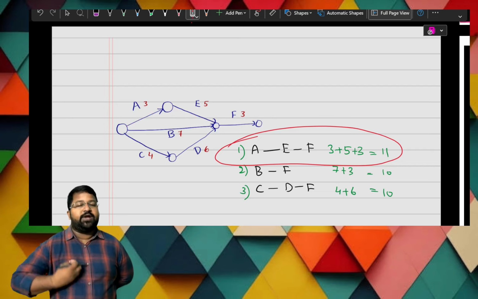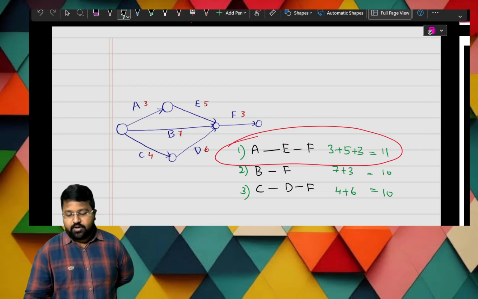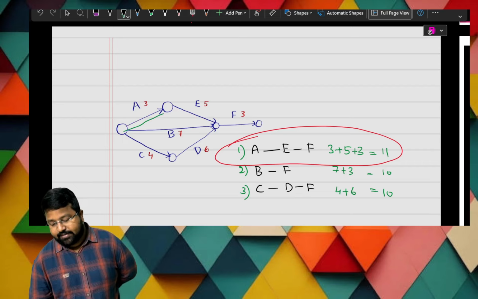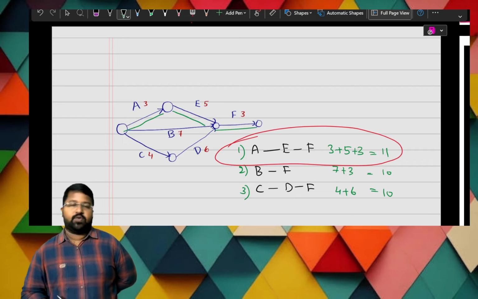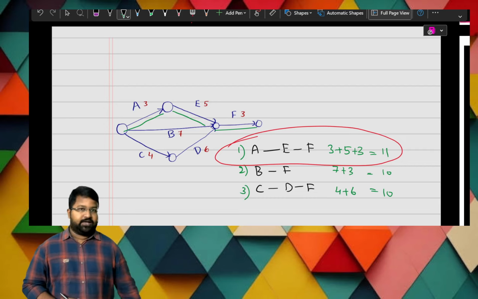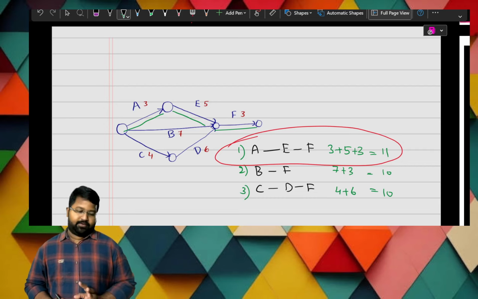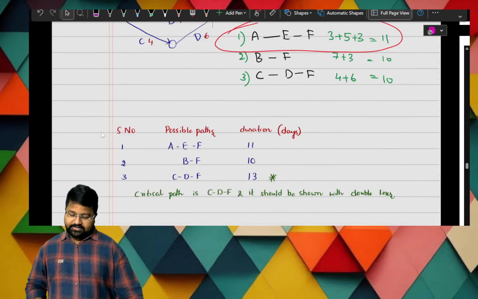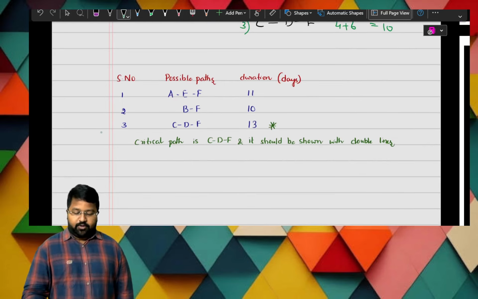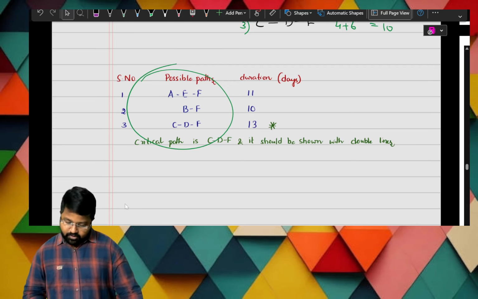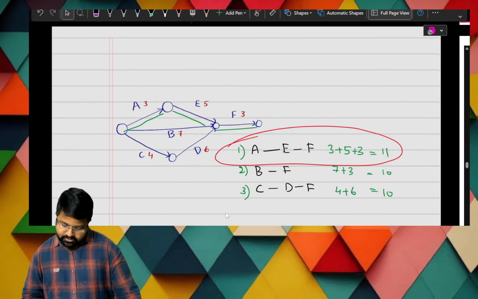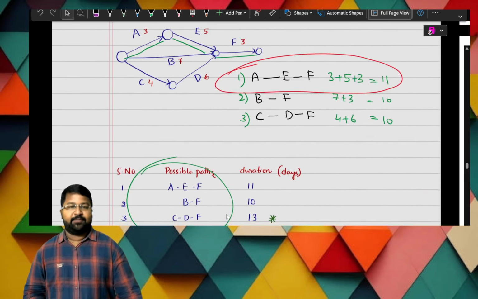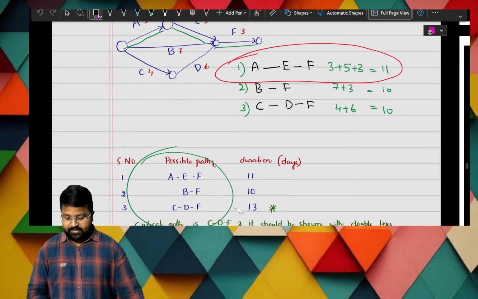Sir, how should we denote a critical path? We should denote a critical path with a double line. Okay. As AEF is our critical path, we should denote it with a double line. Okay. So let us see what I have done. What are the alternative paths? We are having three paths. Sorry, here, EDF. I'm extremely sorry.